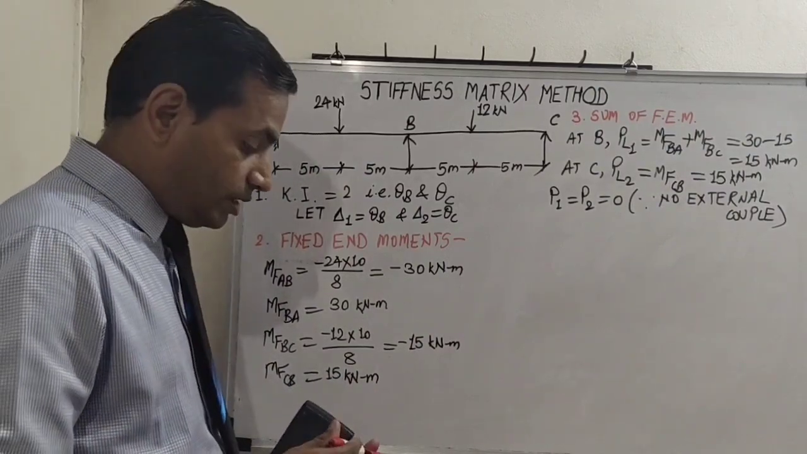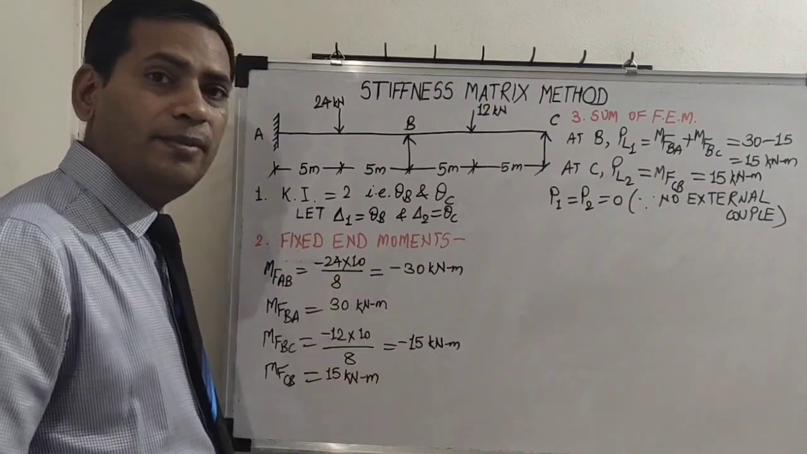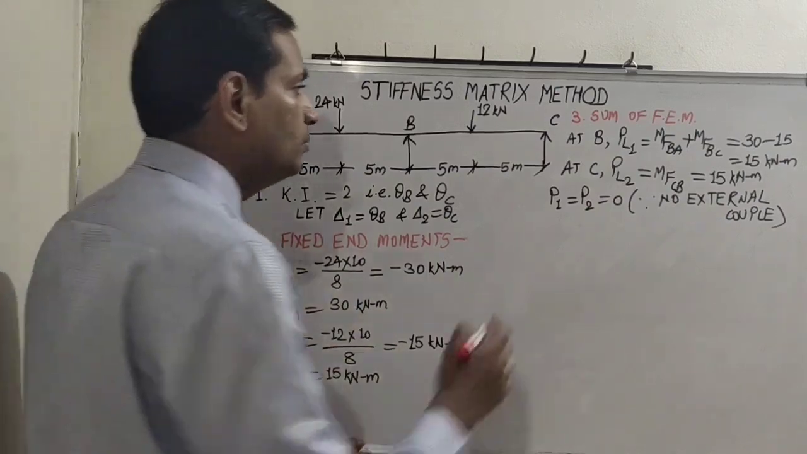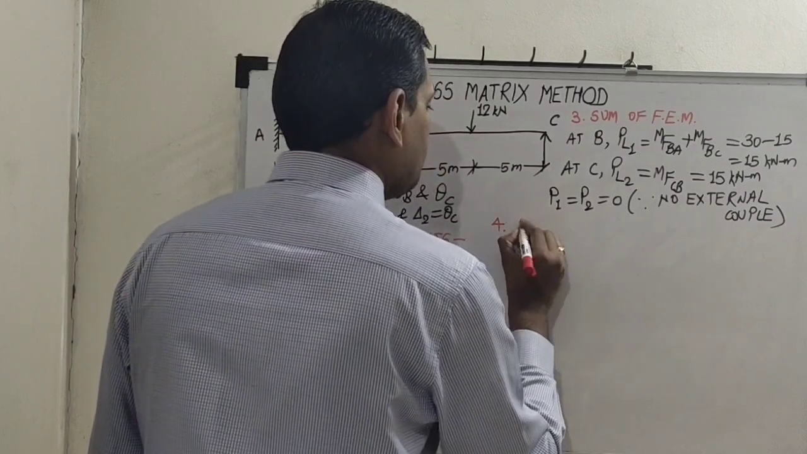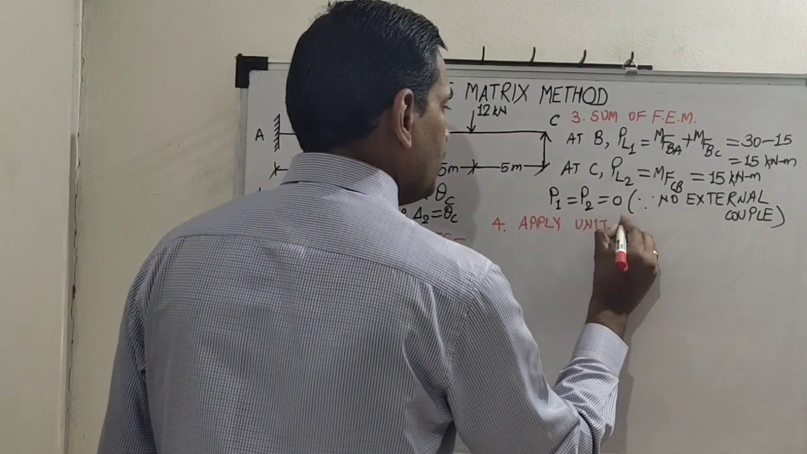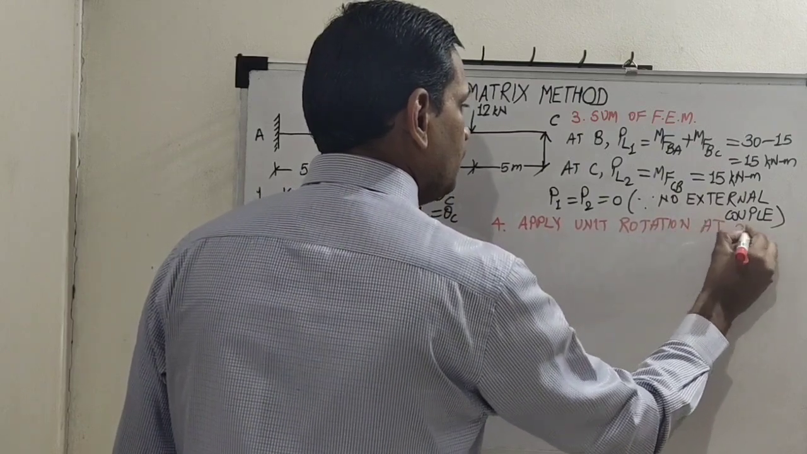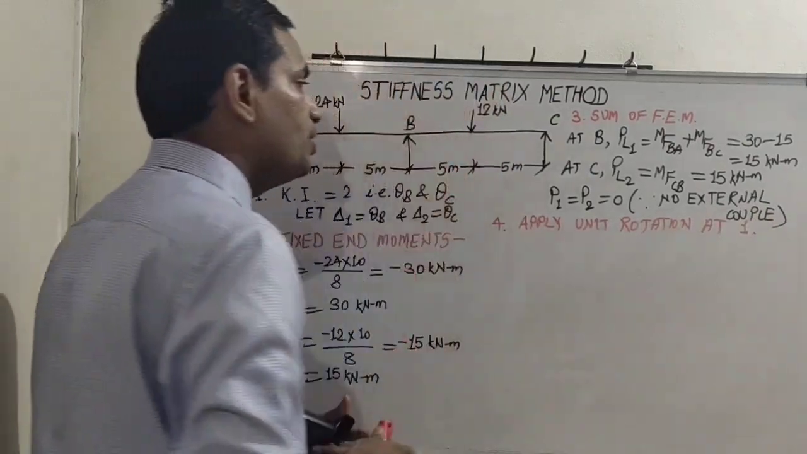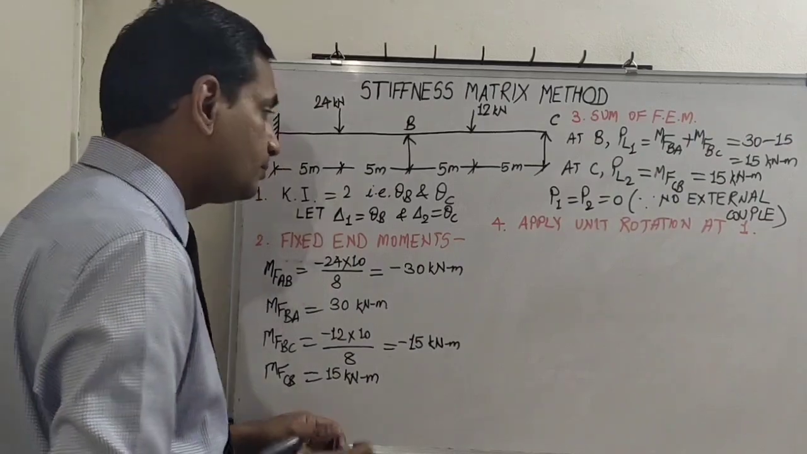Next, remove the external loading. Consider our first unknown, make its value as 1 and make the second unknown as 0. So step number 4 we shall say apply unit rotation at 1. Apply unit rotation at location 1. So what will be the deformed shape?